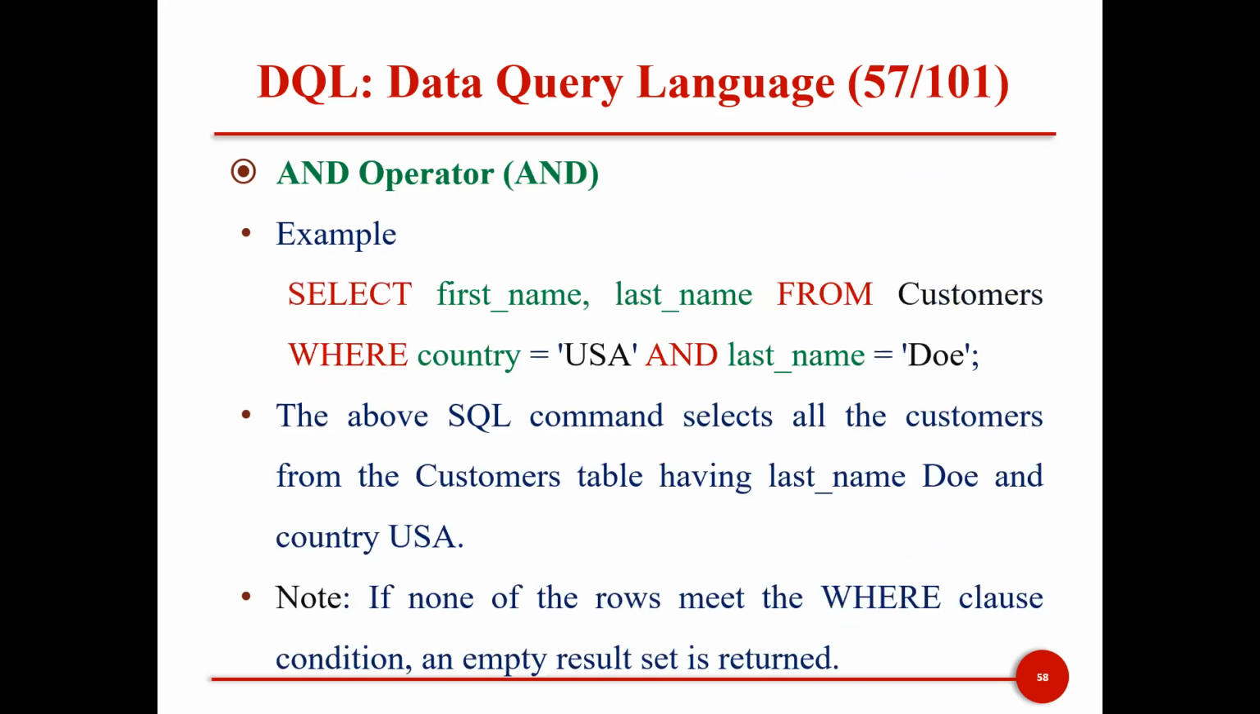And is where you make sure that the two conditions you put there are both true. For example, I want to select the first name and last name from the table called customers, where the country is USA and the last name is Do, which means that all the people whose country is USA and whose last name is Do will be presented. That's when you can use the and.